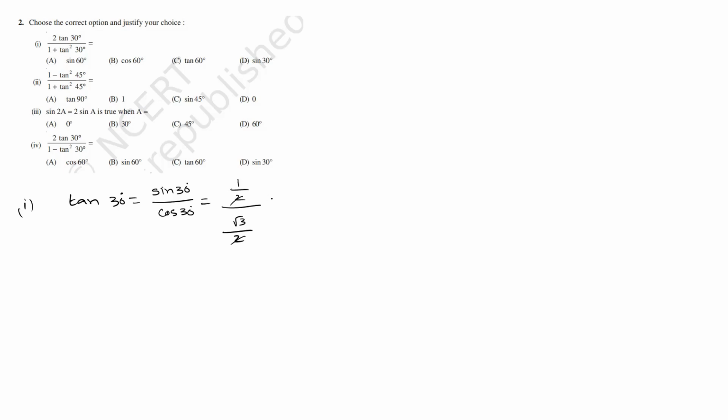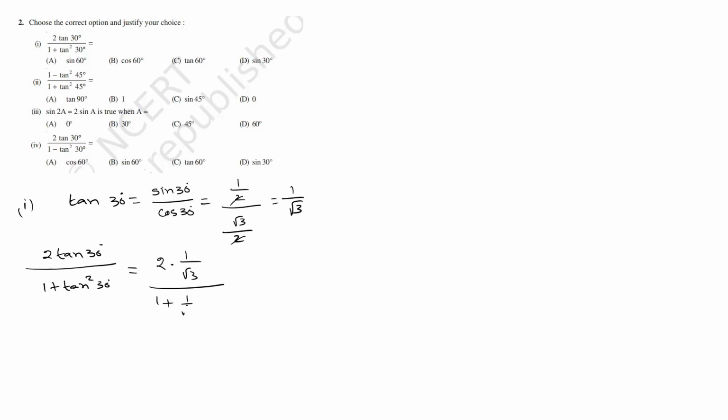So these two get cancelled. So 1 by root 3 will come here. So tan 30 is 1 by root 3. So the problem is 2 tan 30 divided by 1 plus tan square 30, which is equal to 2 into tan 30, which is 1 by root 3, divided by 1 plus tan square 30.